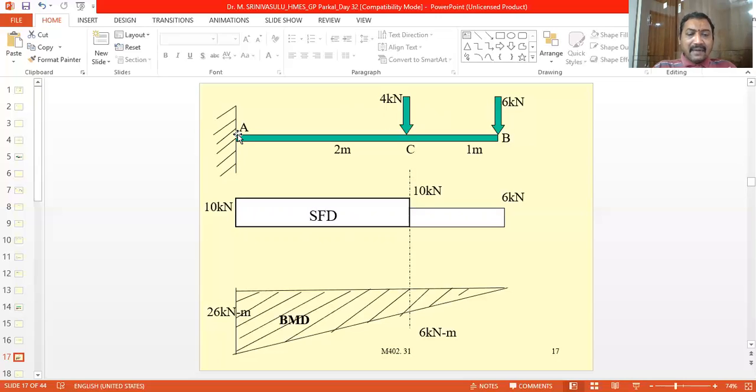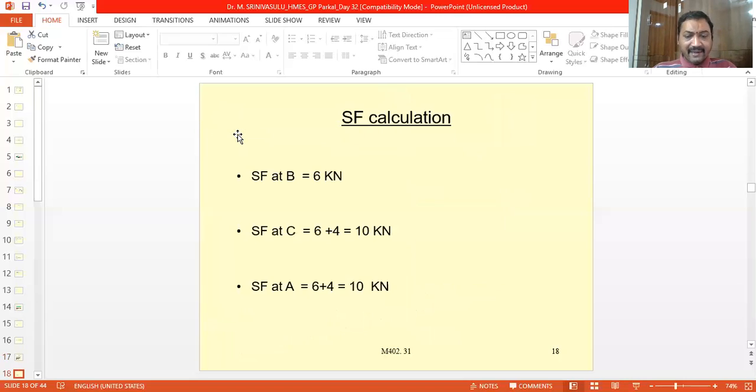Now here to the left the reaction acting at point A, and to the right again the same forces: the 6 kN is one point load, and the 4 kN force is the other point load. So only these two point loads are acting. Therefore, if we take the right side, that is 6 plus 4, equal to 10 kilonewton. So the shear force at point A is also equal to 6 plus 4, 10 kN.